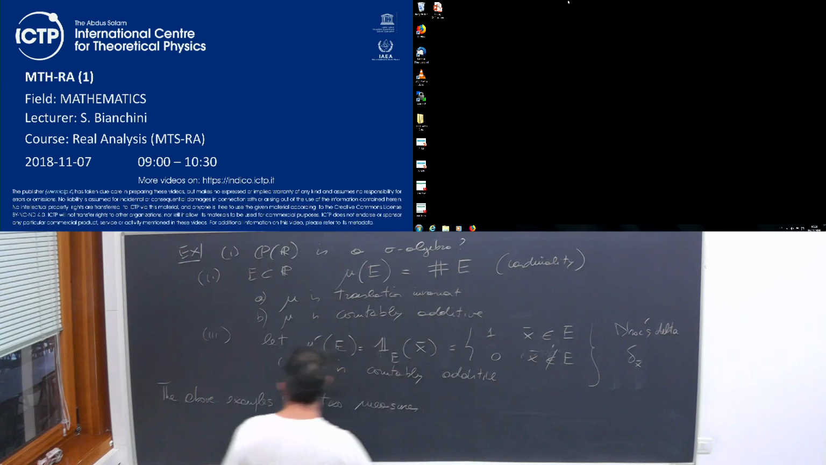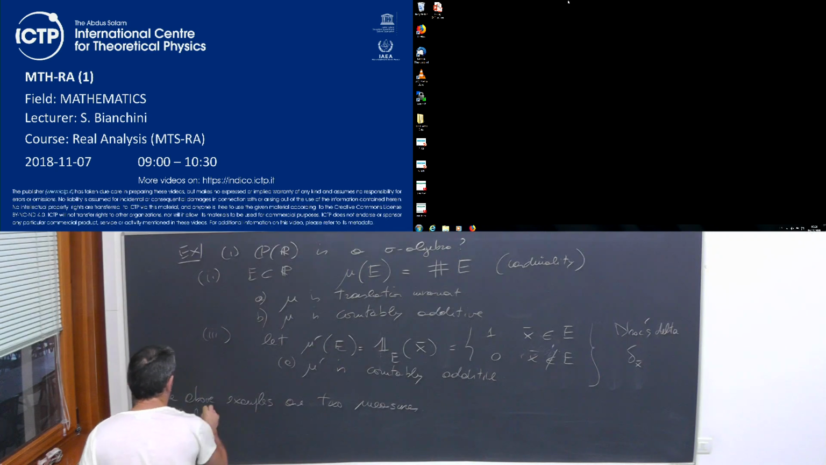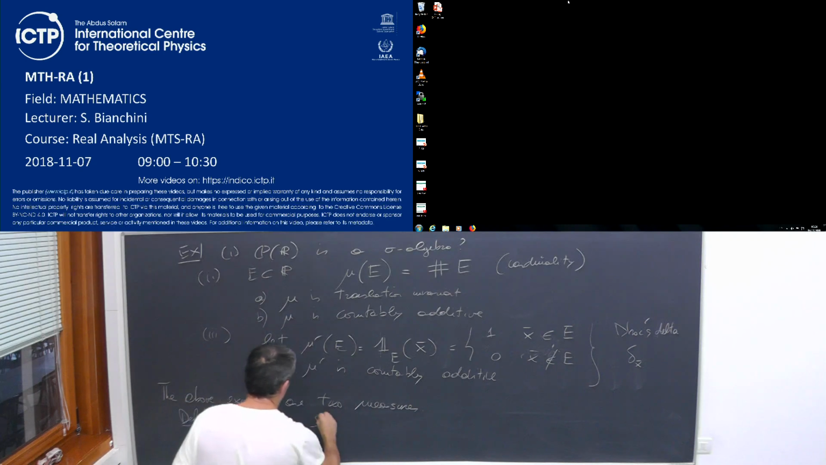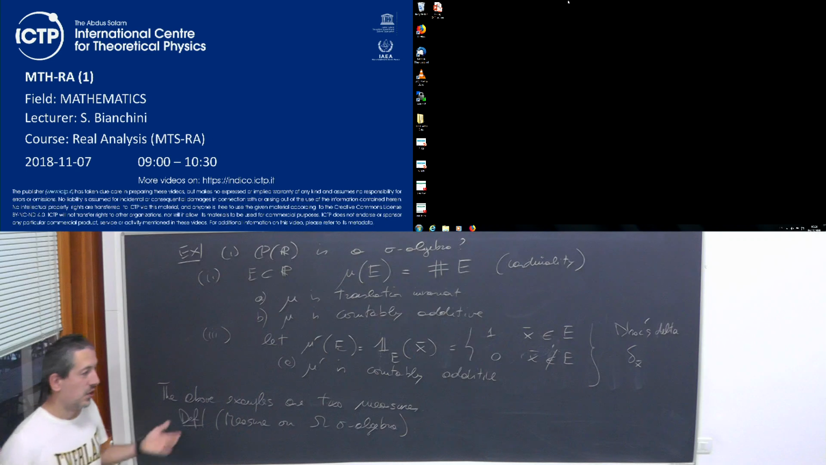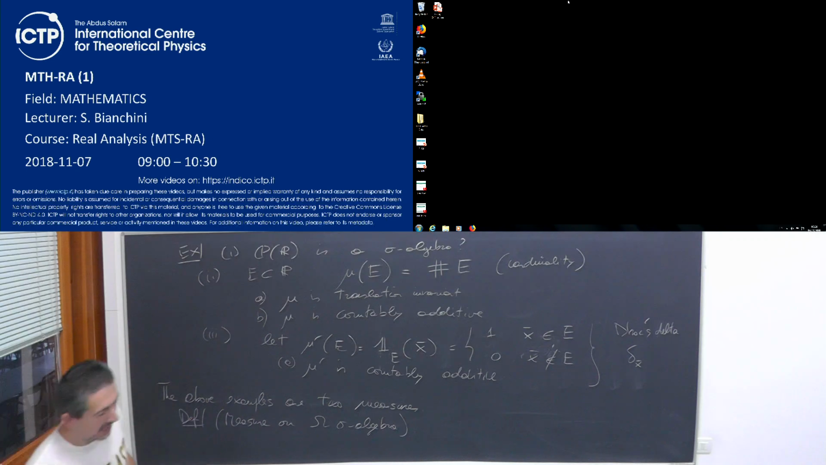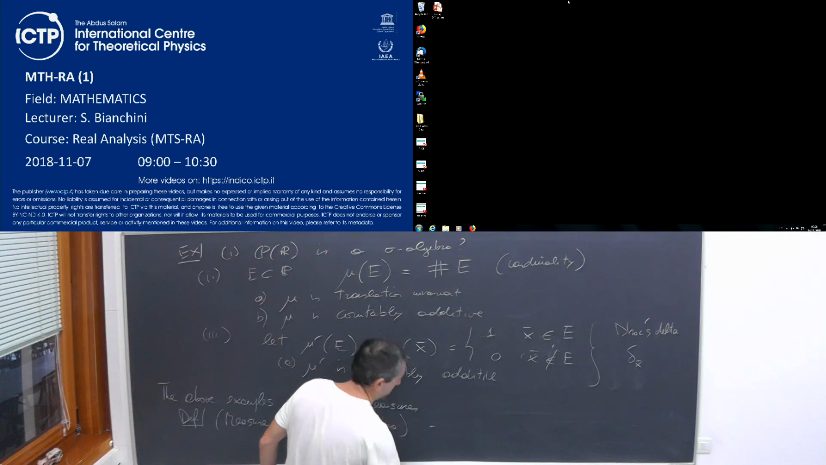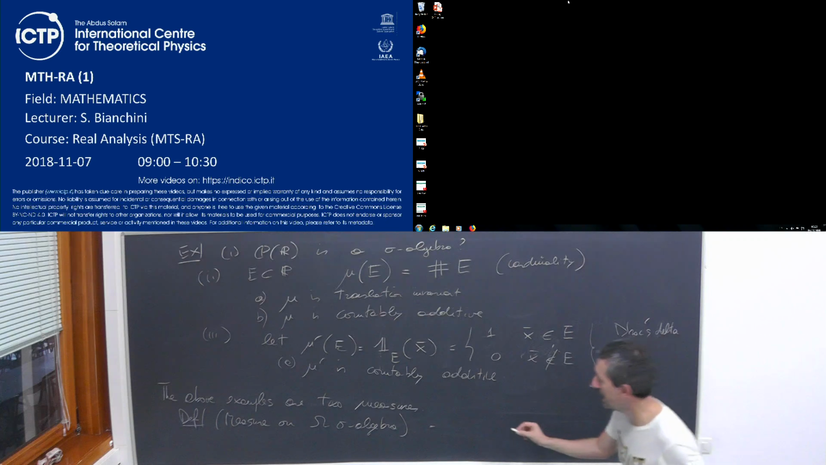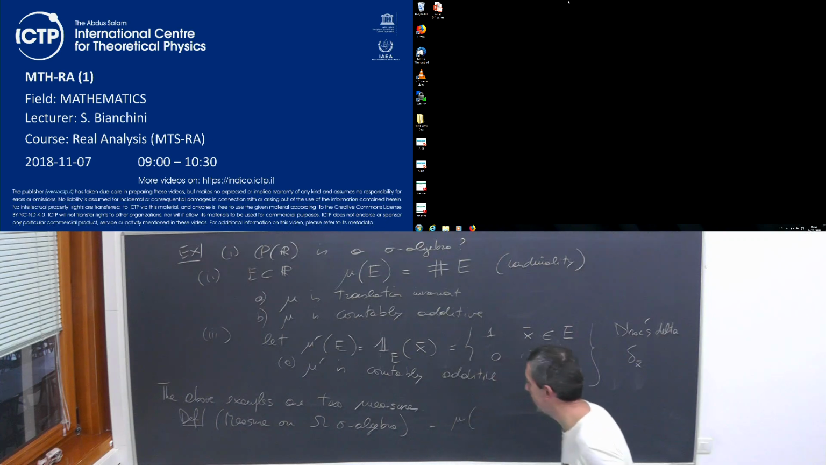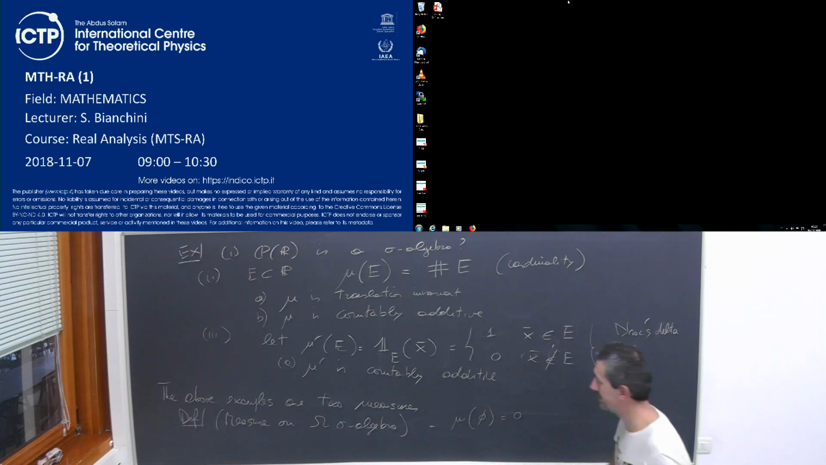So, the definition of a measure on an omega sigma algebra. Okay, so let's give the properties here. We need two properties essentially. The measure mu is a measure if mu of the empty set is 0.